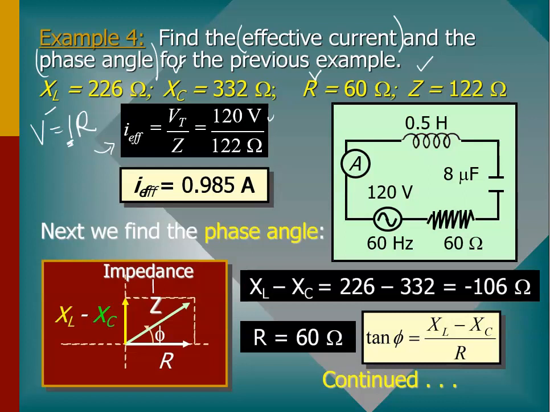Remember, I will not substitute the value of R, nor XC, nor XL here, because this circuit was a combination between R and C. So the value of R here is supposed to be represented by the value of impedance, which is the total resistance of that circuit. By calculating this, you will get the value of I effective equal to 0.985 ampere. Now, the next question asked you to find the phase angle.